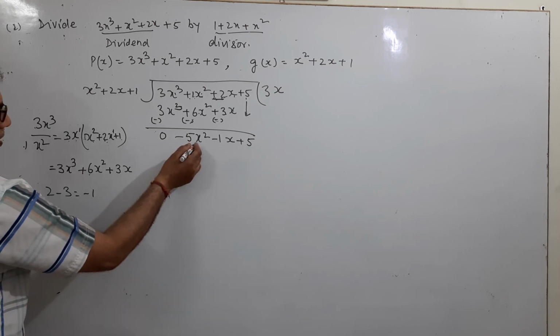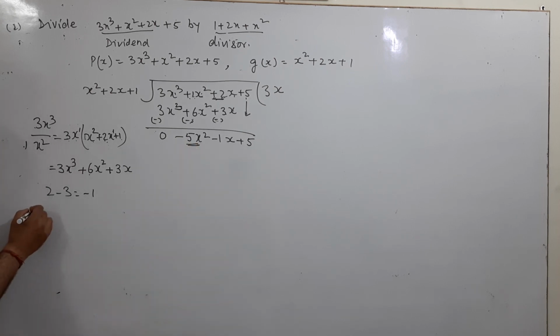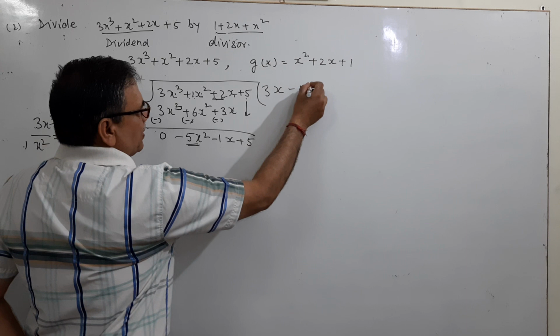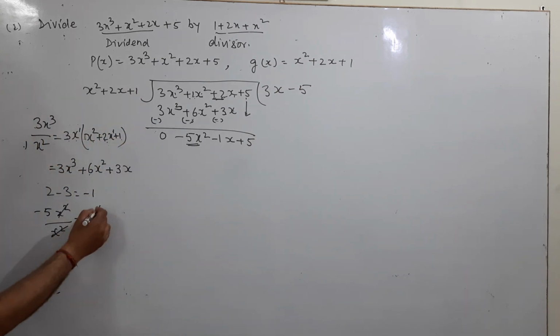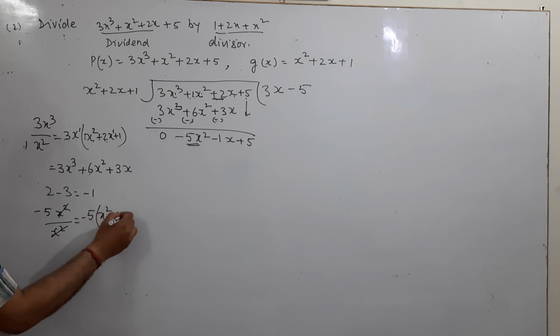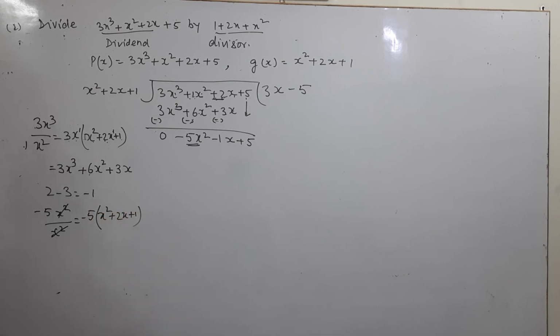And now what is this, highest minus 5x square divided by x square. This x square will cut, the quotient is minus 5, and this minus 5 will multiply to x square plus 2x plus 1. Is it clear? And now multiply it.